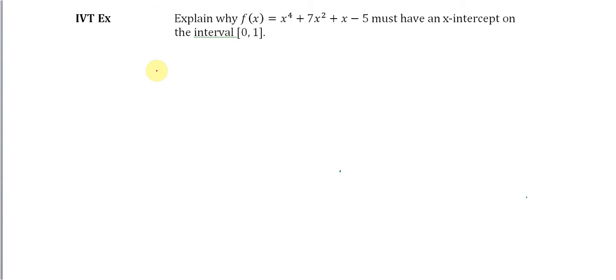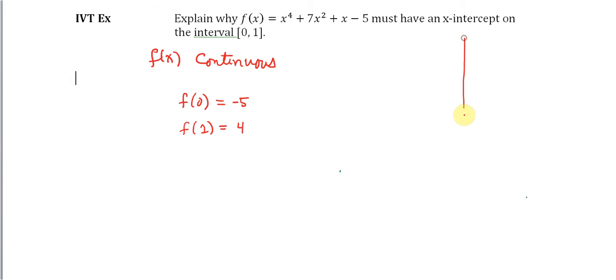Okay, so here we need to explain why this function f of x must have an x-intercept on the interval 0 to 1. Now note here, we know one thing about this function is that it is a continuous function, right? F of x is continuous. And we also are given this interval here. So let's look at f of 0. Well, f of 0, if you plug in 0 into this function, you get -5. And f of 1 is the other endpoint. We know that f of 1 is equal to 4.